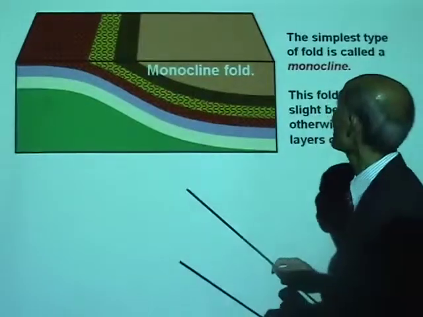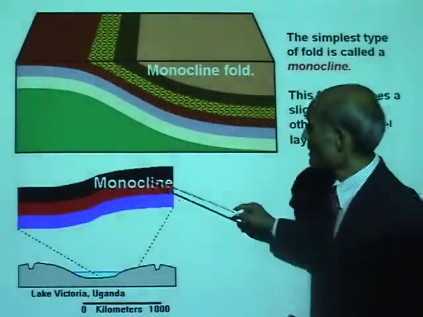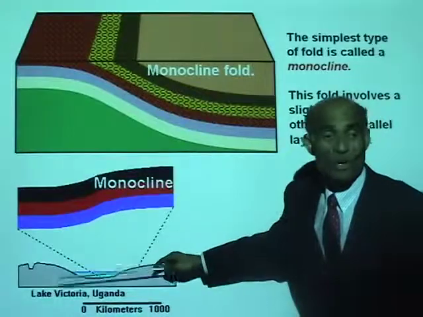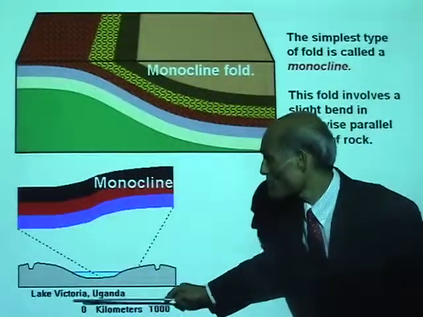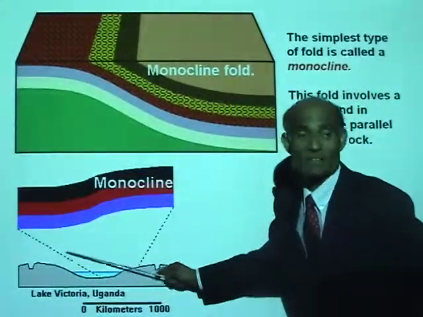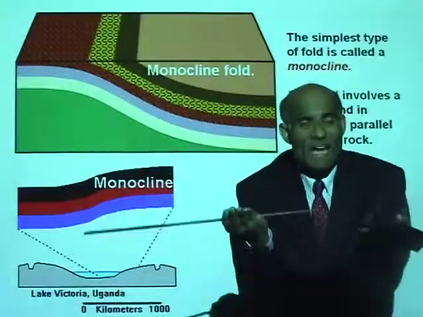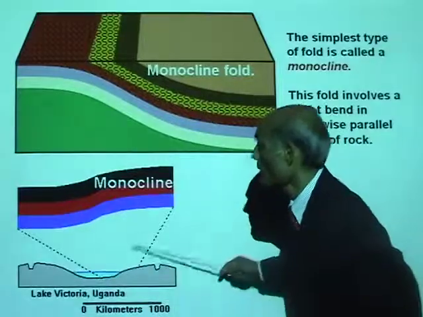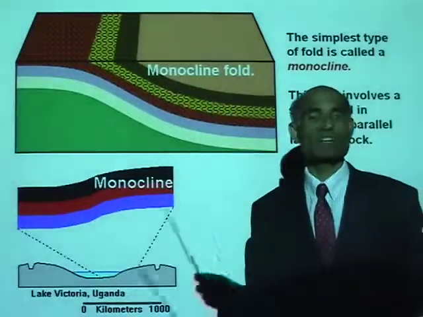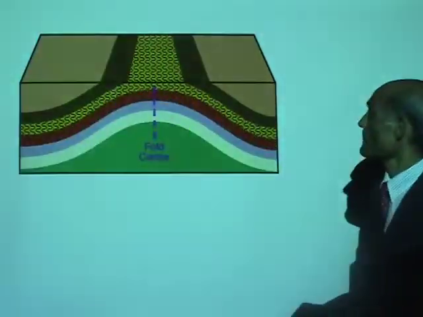That's a monoclinic fold. Now, an example of a monoclinic fold is Lake Victoria in Uganda. You can see that is a monoclinic. It's a rock that has folded to form a basin-like structure holding the water.